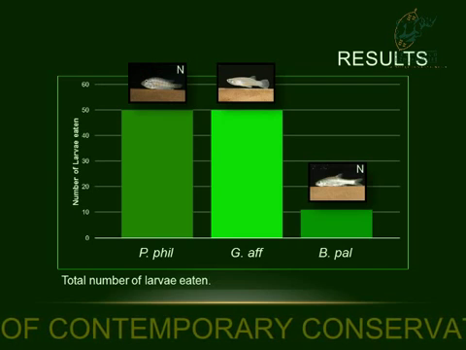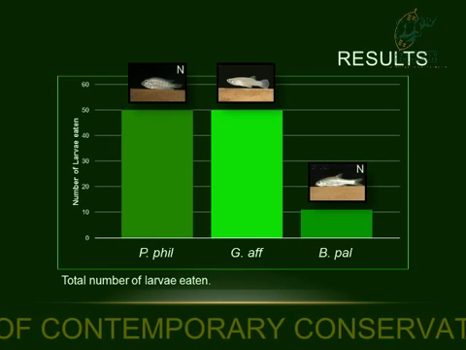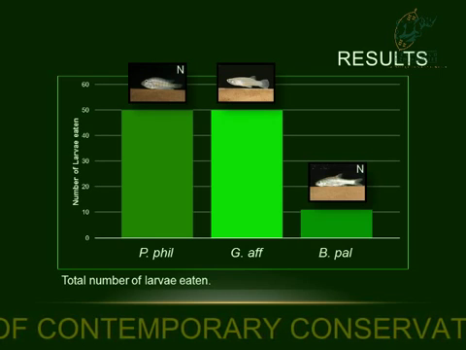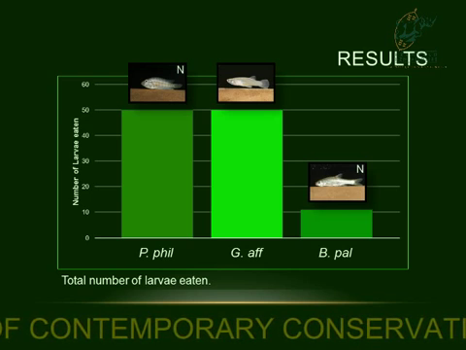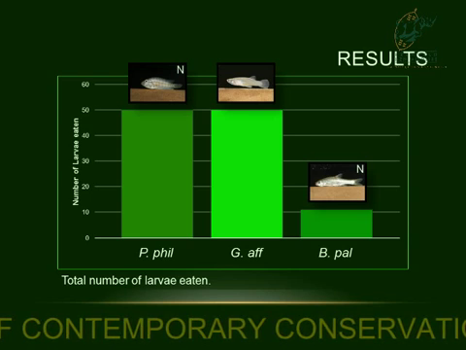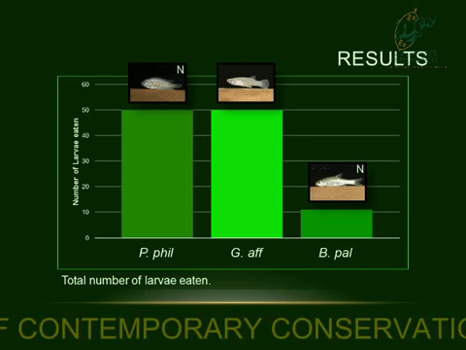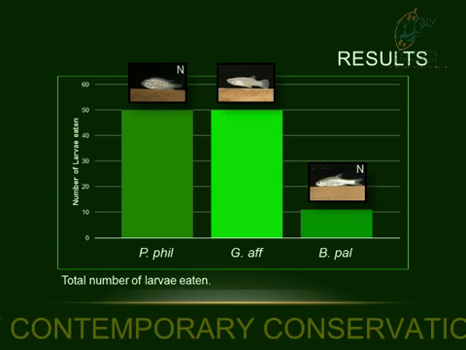Seeing that 2 species did in fact consume all the larvae they were presented with: one native species, Pseudocrenilabrus philander, and the invasive Gambusia affinis. The other native species, Barbus paludinosus, was again shown to not prey very much on the larvae at all, consuming only a total of 11.